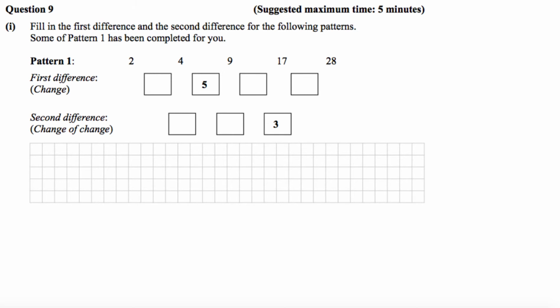So this is the 2014 Junior Cert Ordinary Level Paper 1, and we're looking at question number 9. Part 1 says fill in the first difference and the second difference for the following patterns. Some of pattern 1 has been completed for you.